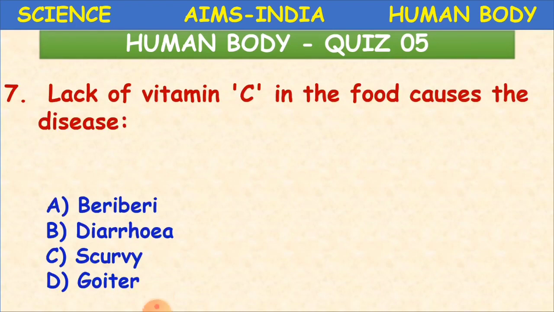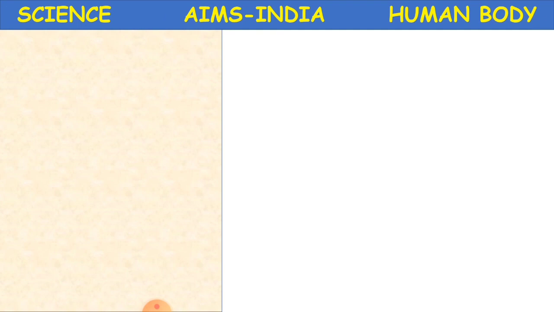And the seventh one is, children, lack of vitamin C in the food causes the disease. So which disease is caused if we lack vitamin C? In the sense, if we don't have vitamin C in the food. So is it beriberi, diarrhea, scurvy or goiter? Okay, it is scurvy. Like as we said, we will be having bleeding in the gums. So that is why we need vitamin C. It is scurvy.